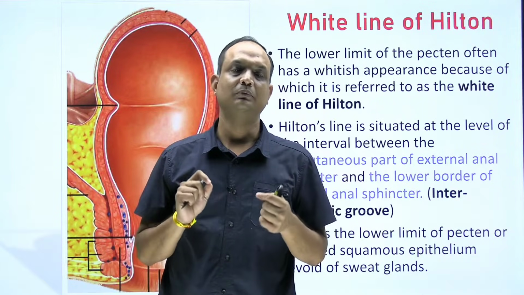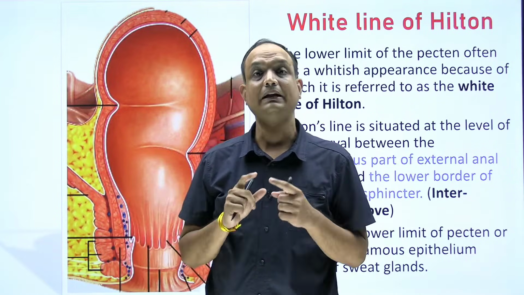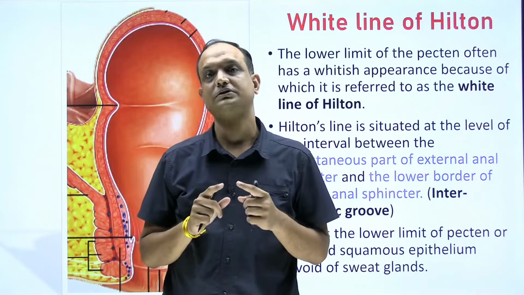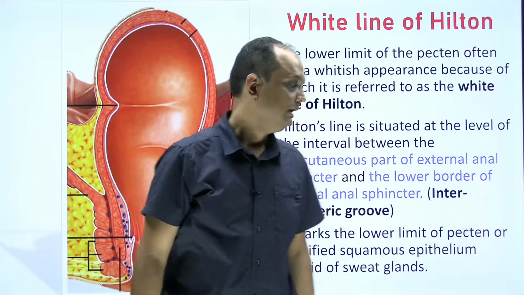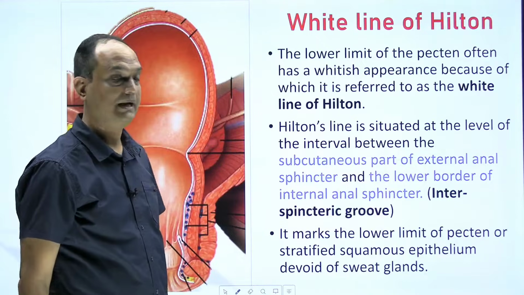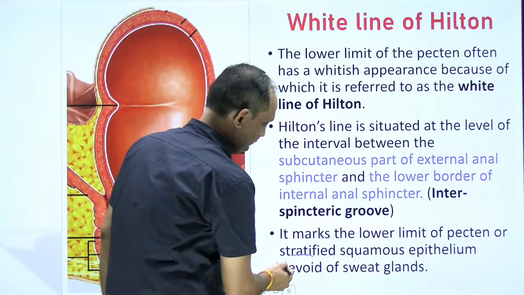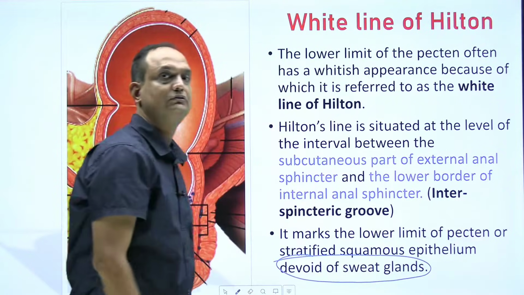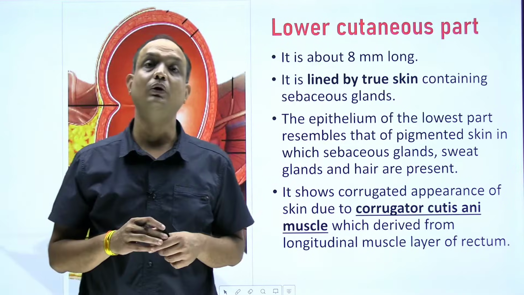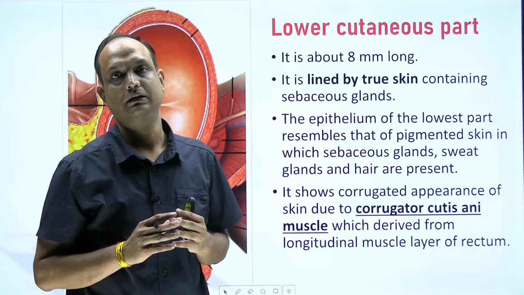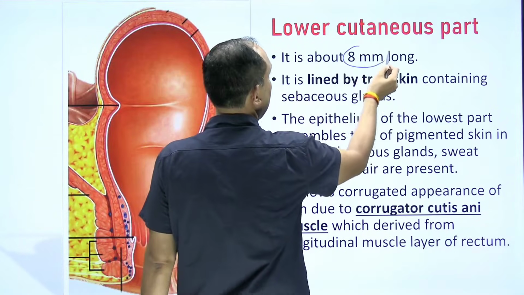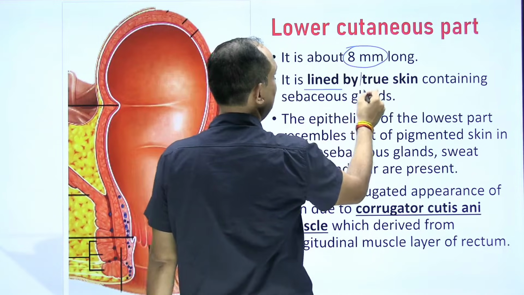Now the second and most important thing is that the pecten or the transition zone is lined by non-keratinized stratified squamous epithelium. And this non-keratinized stratified squamous epithelium of the pecten is devoid of any sweat glands. You don't have sweat glands in this part. Now, what about the lowermost part of your anal canal? The lowermost part of the anal canal is only 8 mm long and it is lined by true skin.